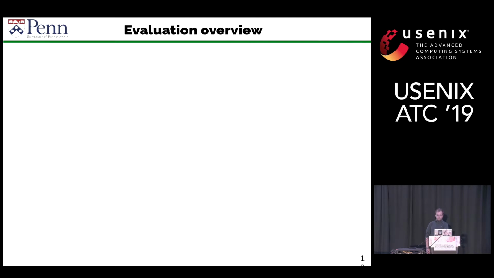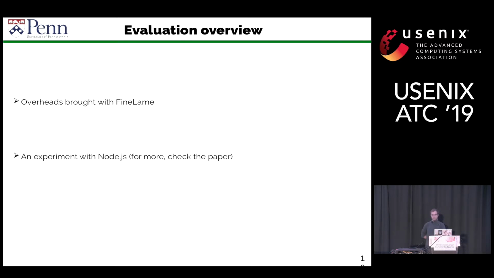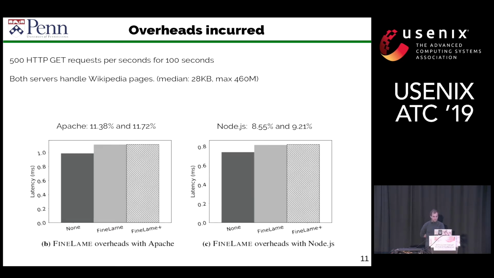So I'm going to quickly go over two evaluation points that I wanted to show today. The first one is what are the overheads brought by Finelame, and the second one is a small experiment with Node.js. We have more experiments in the paper, but I just wanted to pick these. Because I'm running a little bit out of time, I'm just going to highlight two things. For Apache, we are just below 12% latency overhead. What we did is just measure the latency of the system with and without our instrumentation. And what we observed is that once you pay the overhead cost for resource monitoring, anomaly detection comes almost for free. And that's really cool.